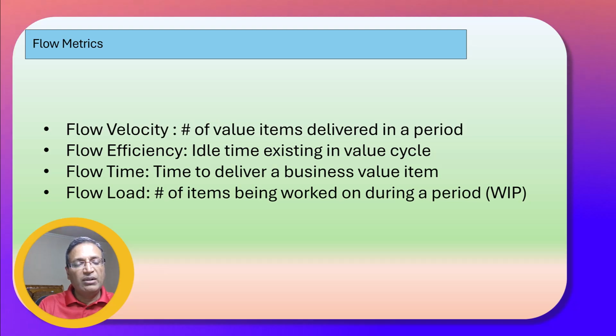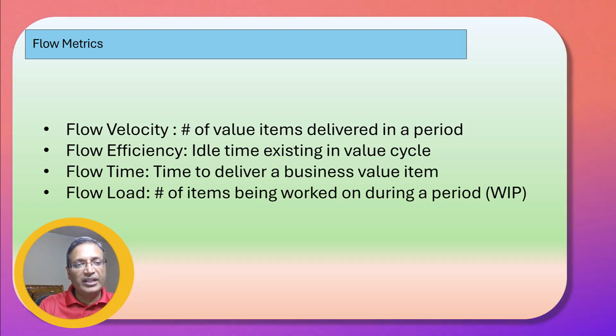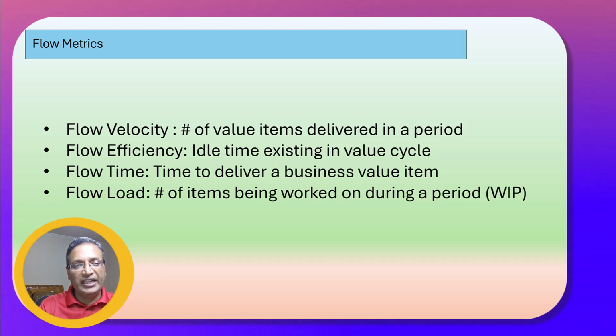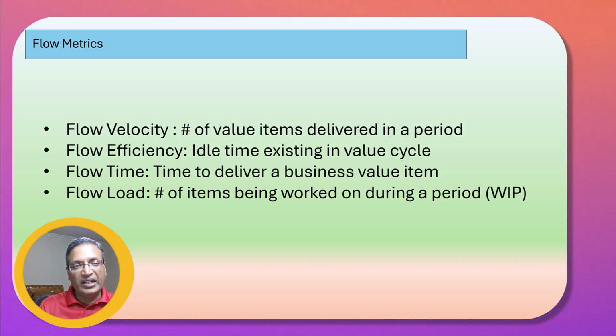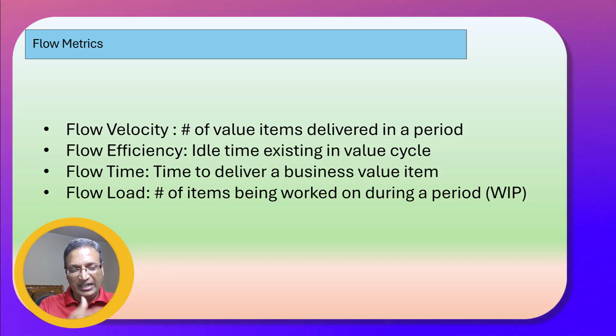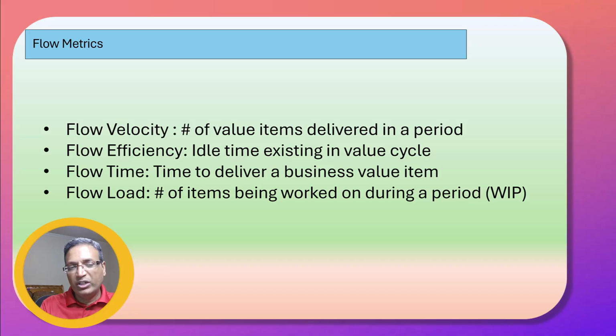The fourth one is flow load. It is the number of items that are currently being worked on concurrently by the team, and it gives you a sense of work in progress by the team. You want to have just the right number of work in progress items. You don't want too many, you don't want too few. So you want to have the right balance of work in progress, or the right amount of flow load. So that is that metric.